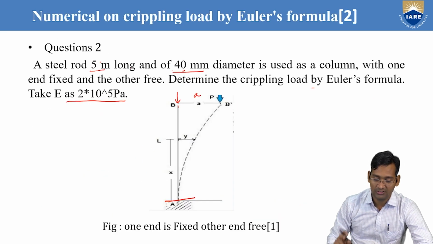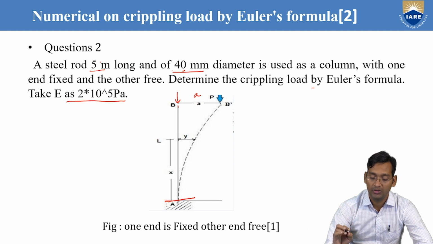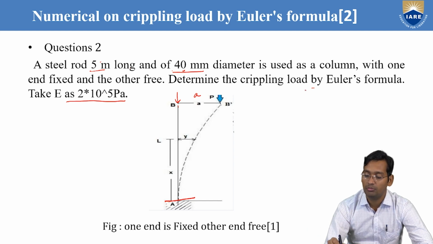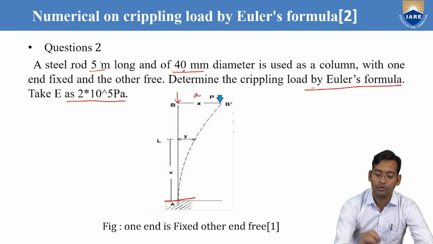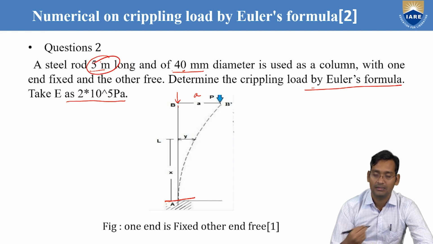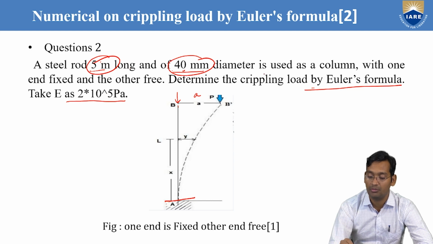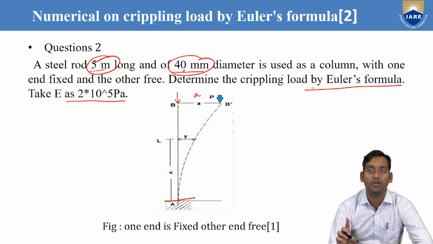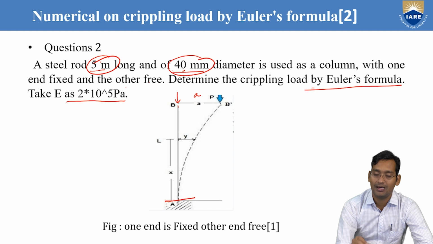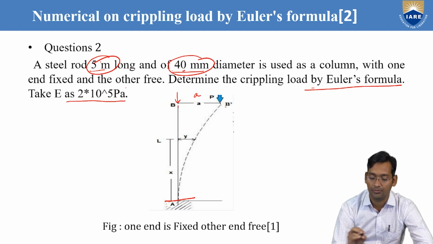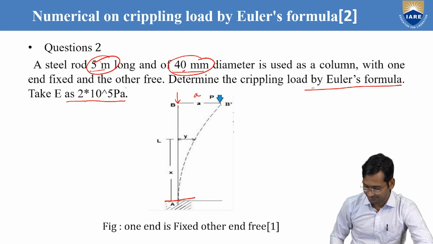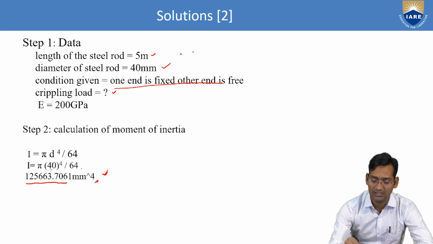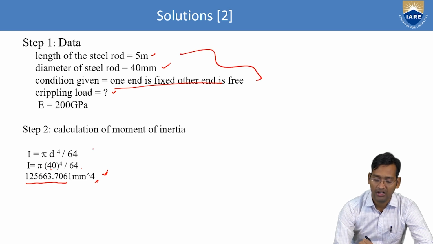Now let's see once again question number 2. What we have to find: determine the crippling load by Euler's formula. What is given? Length is given, 5 meter. Diameter is given, and it is a solid, not hollow, with one end fixed and the other free. So this is the end condition, and E is given. So again, just the given data. And after that, what is required?